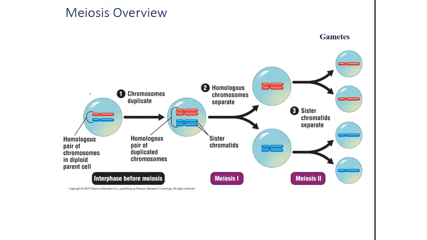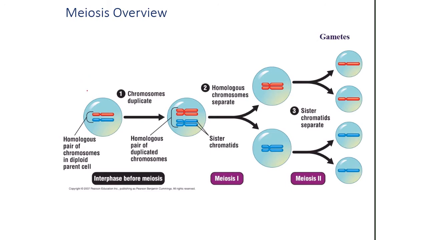We start with the parent cell here, and the parent cell is diploid because it contains two sets of chromosomes. So we have one chromosome from mom and one chromosome from dad, the maternal chromosome and the paternal chromosome. For simplicity, we are only showing two chromosomes here, but if we are talking about normal human cells, there would be 46 chromosomes in total, 23 from each parent.